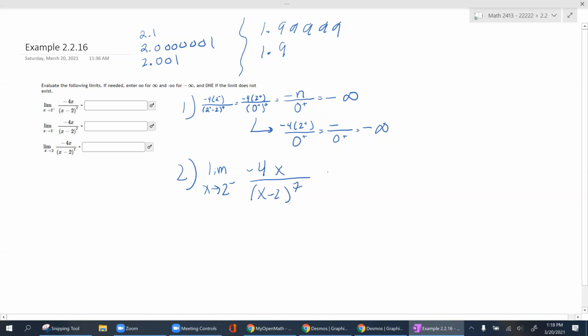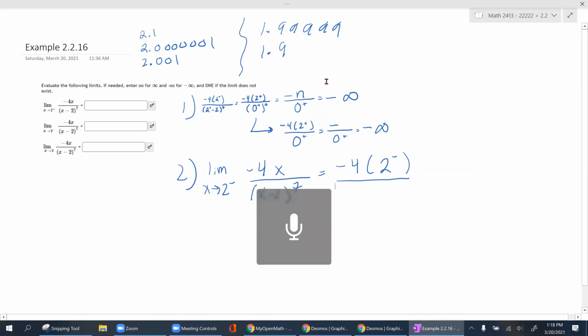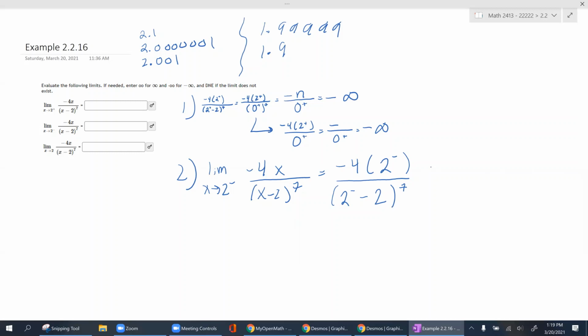So I'm going to go ahead and plug that in. Like I said, technically on the top, you just have negative 4 times a positive 2, but it's slightly from the left. This here ends up giving me 2 slightly from the left minus 2 to the 7th. And this is the important part: is that bottom number going to be positive or negative, all right?